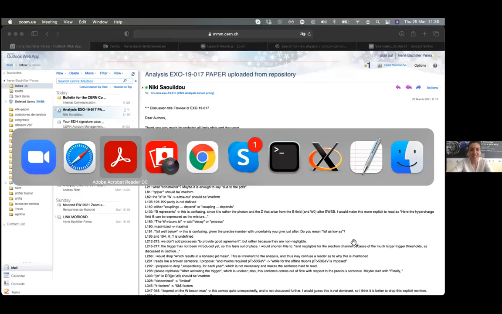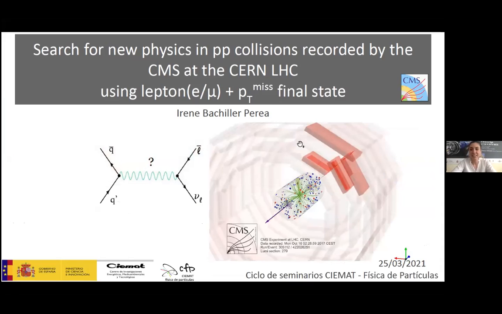Pues muchas gracias María y a los organizadores por invitarme. Voy a compartir mis slides. ¿Las estáis viendo? Sí. Vale, pues entonces, vale, ya lo tengo, empiezo entonces.